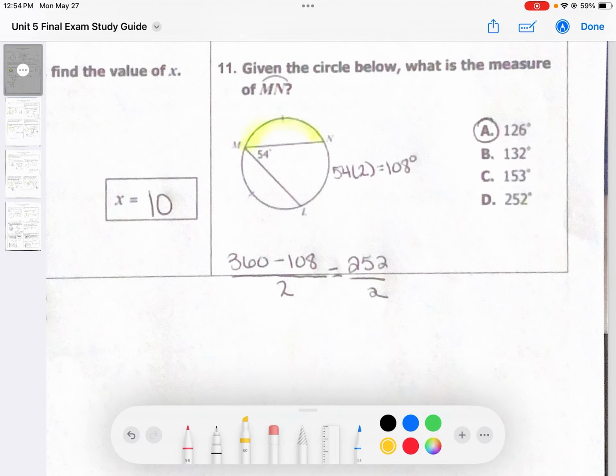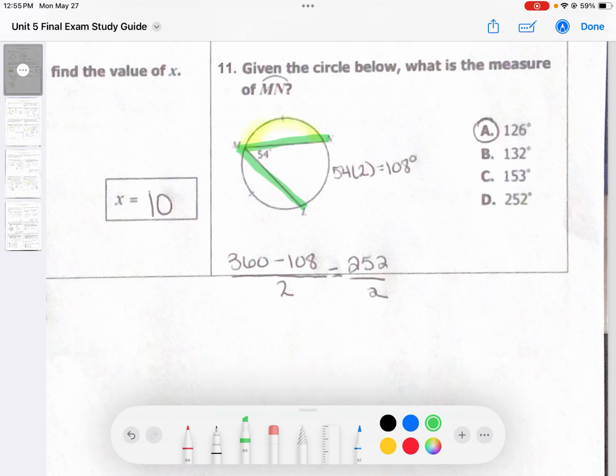Given the circle below, what is the measure of arc MN? First things first, this is an inscribed angle. An inscribed angle is different from a central angle. A central angle meets at the center of the circle, where the two lines meet at the center. An inscribed angle is where they meet on a point of the circle. M is a point on the circle, and my two lines meet at that point. So with an inscribed angle, your angle is always half of the arc.